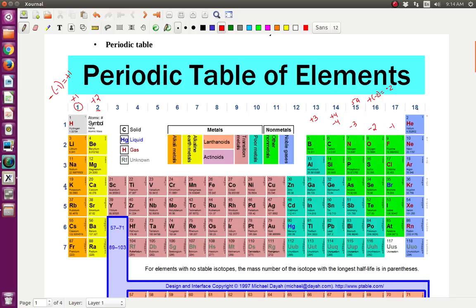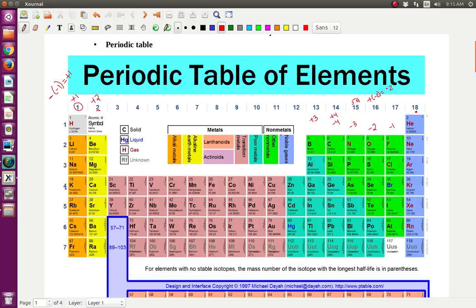And these guys right here have their octet already. So they're inert. They don't react very well. They don't work with other atoms to form bonds. So that's kind of the touching of the oxidation states. We'll go over just a little bit more when we get down to the chart.